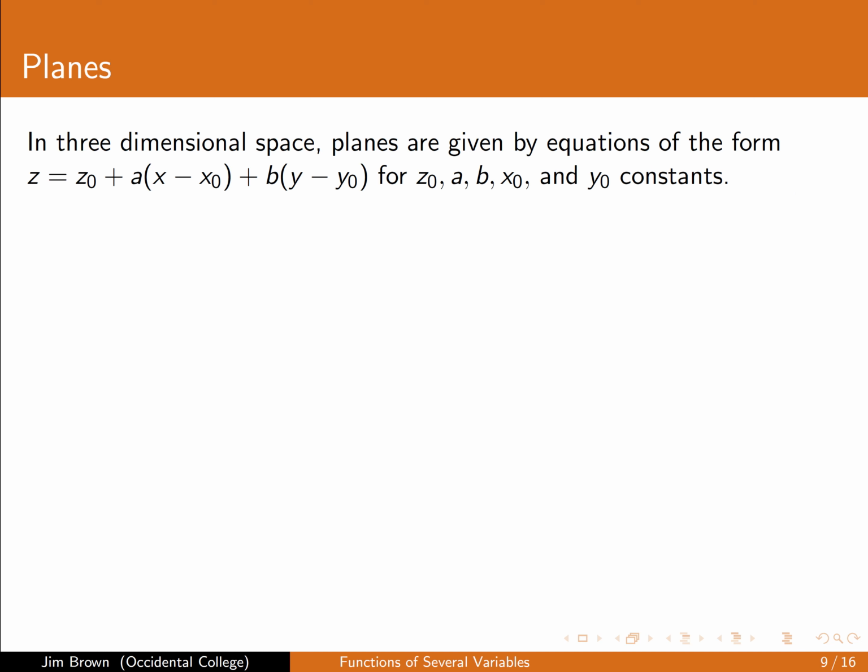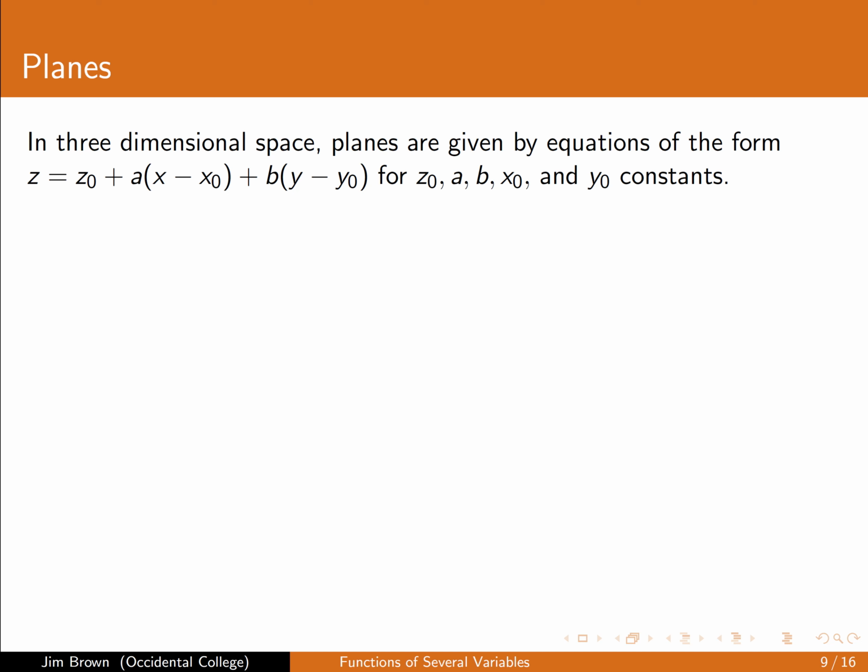Okay, now let's see some graphs and how this works. We know in 2-space, what we've been using in Calc 1 and in college algebra, a line is given by y equals mx plus b. In 3 dimensions, a similar equation gives a plane. If I take z equal to z0 plus a times (x minus x0) plus b times (y minus y0), where z0, a, b, x0, and y0 are all constants, then this gives a plane.